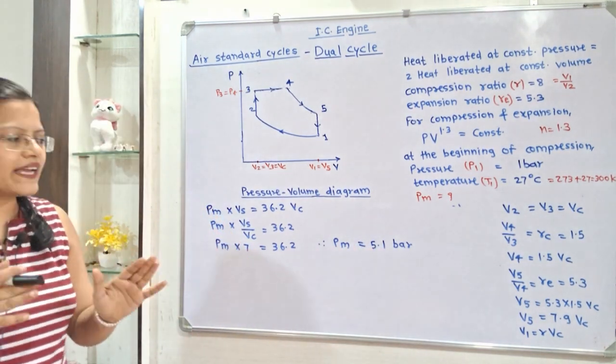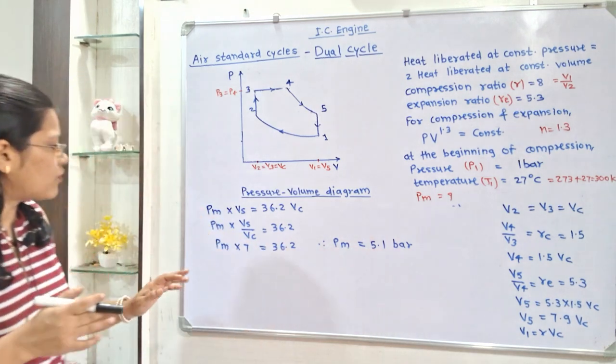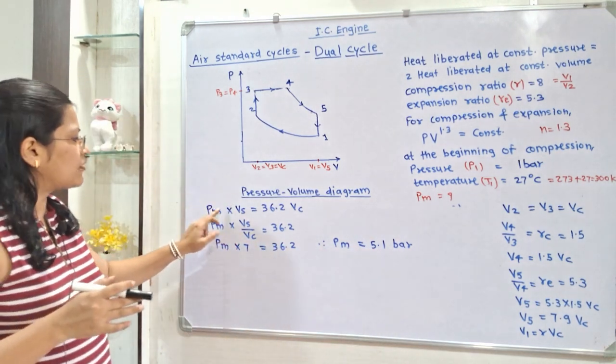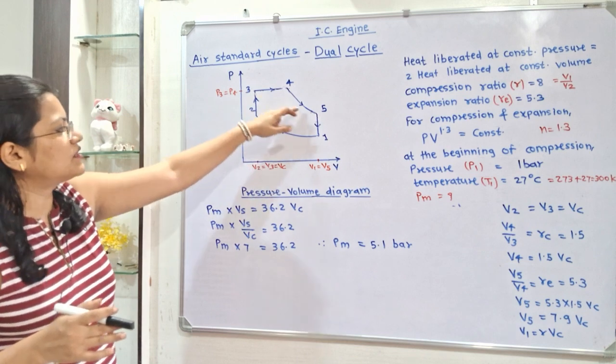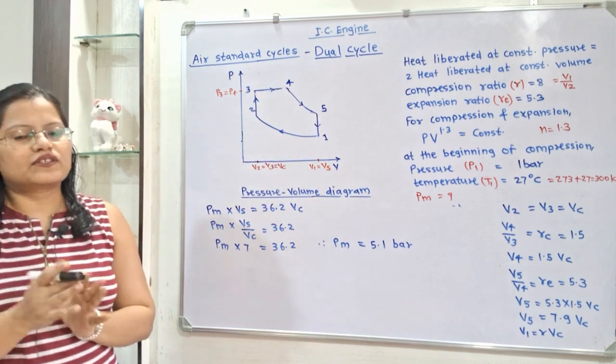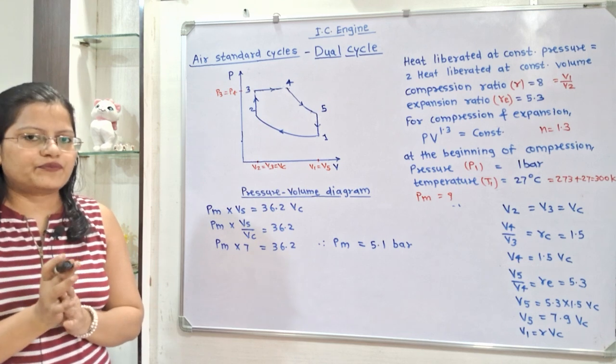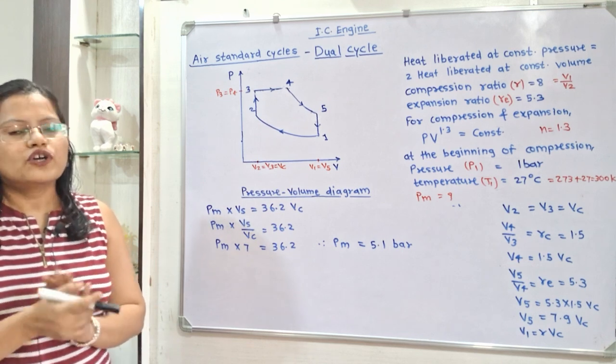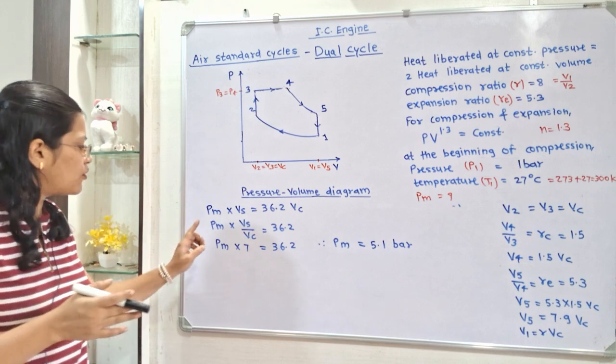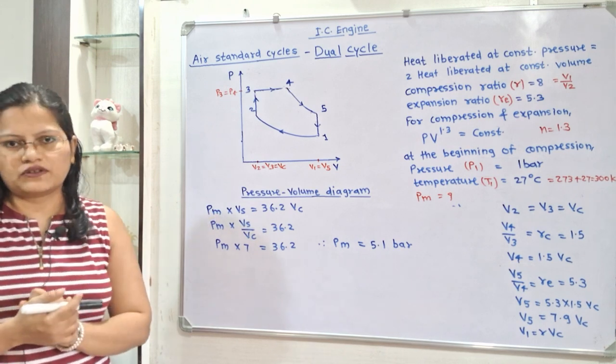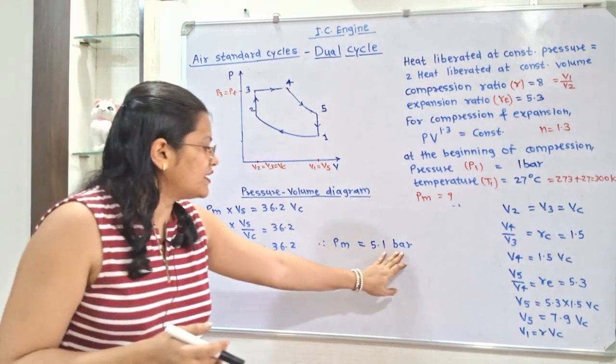Now why take the unit as bar? Because if we observe, for the calculation of this area 1, 2, 3, 4, 5, all the pressures we have considered in bar, not in Newton per meter square. So we have to give the same unit because this is the mean effective pressure. So we will take the unit as bar.